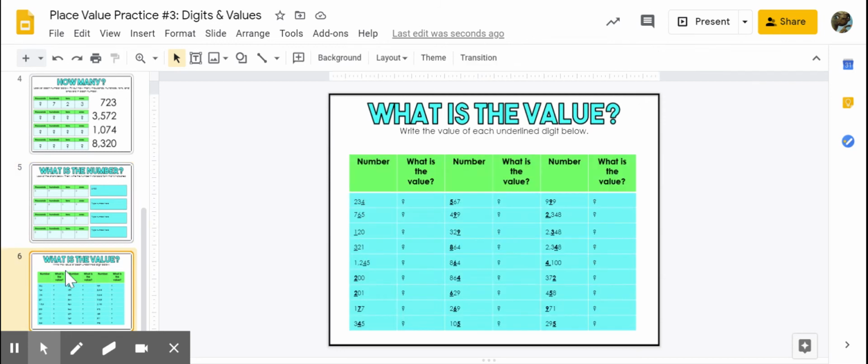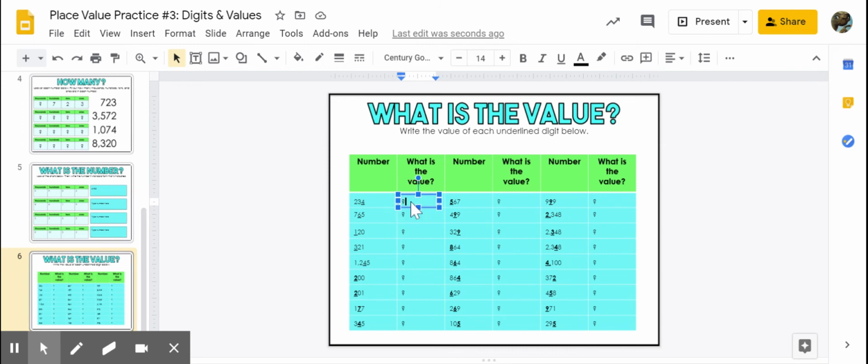And in your last slide, I know this looks like a lot, but it's not. Don't get overwhelmed. I want you to look at each number, and you are going to write the value of the number that is underlined. So in our first one, we have the number 234, and the number in our ones place is underlined. So that 4 just represents 4 ones or 4.